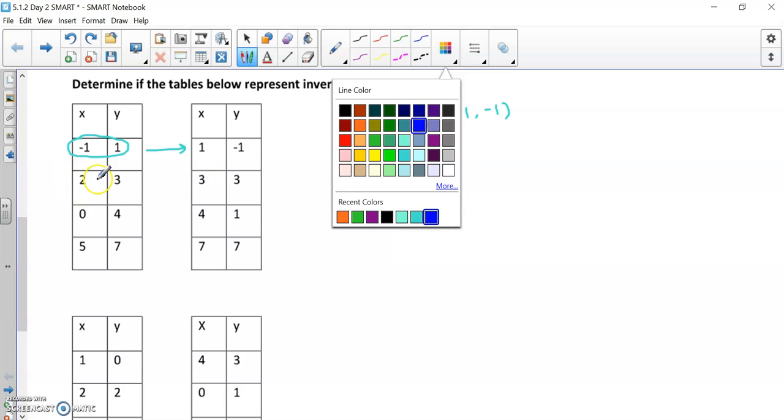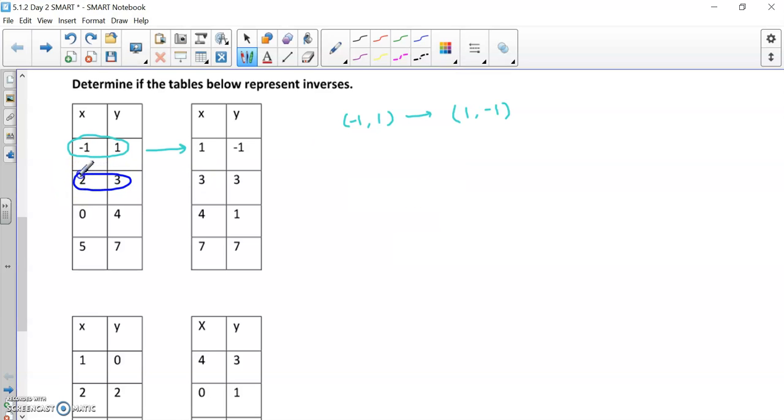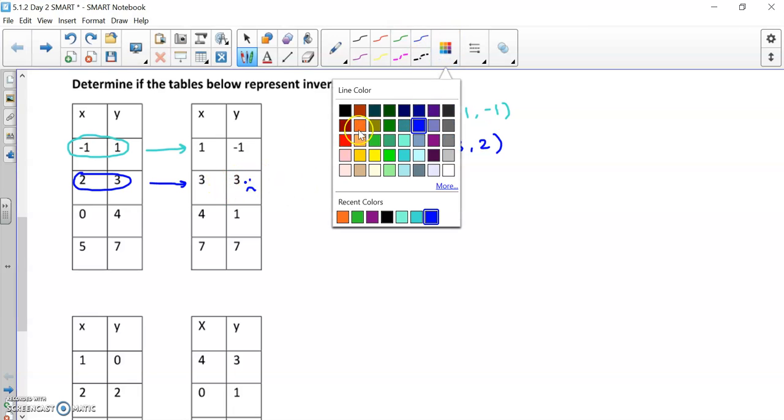So we're good on that. Let's do another one. 2, 3 would turn into 3, 2 because we just flipped the numbers. And so we need to find a 3, 2 on this table. In this case, at an x value of 3, it goes with 3. So this doesn't quite work, right? It needed to be 3, 2. So that right there is enough information to prove to us that these are not inverses.